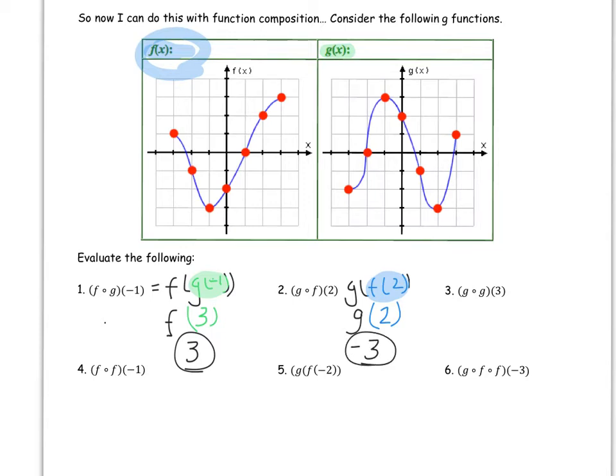Let's do the next one. G of 3. I'm going to work from the inside out. So I'm going to do g of 3 first. So g of 3, 1, 2, 3. That's right here on my picture. My y value is 1. So now I have g of 1, because you told me 1 on the last one. On the x-axis, where is 1? Well, it's right here. So what's my y value? Negative 1.